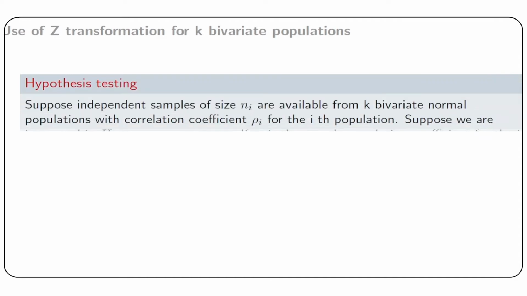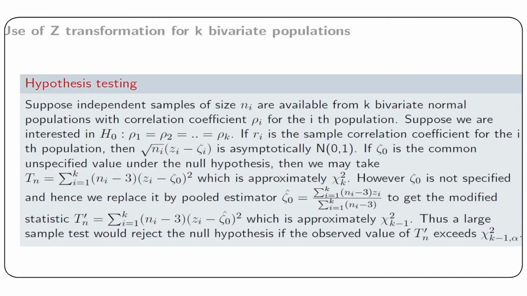Next, consider a test of homogeneity. As earlier, we have k independent samples from bivariate normal populations with different correlation coefficients. For example, we assume that the sample size for the ith population is ni and the corresponding correlation coefficient of course in the population is rho i.